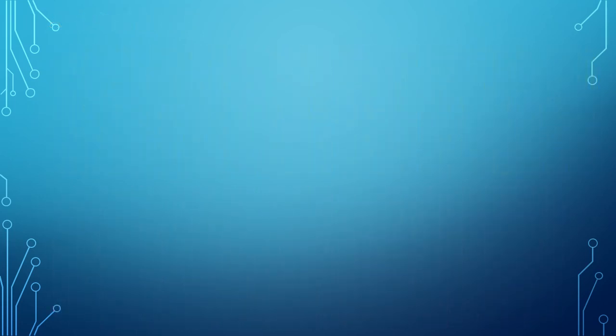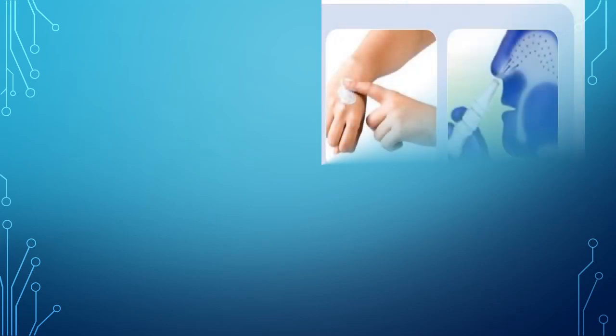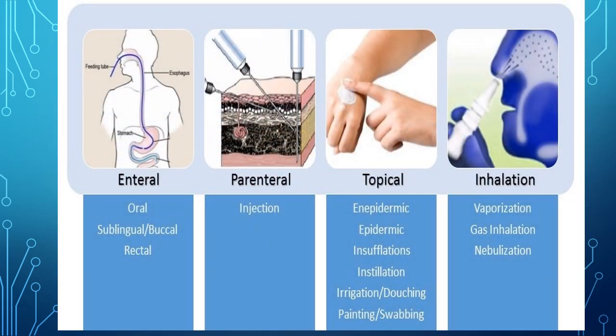In enteral, we have buccal, sublingual, oral, and rectal. In parenteral, we have subcutaneous, intradermal injection, intravenous injection, and even intramuscular injection. Now in topical, we have painting or swabbing, irrigation or douching, epidermic and endermic, insufflation and instillation.